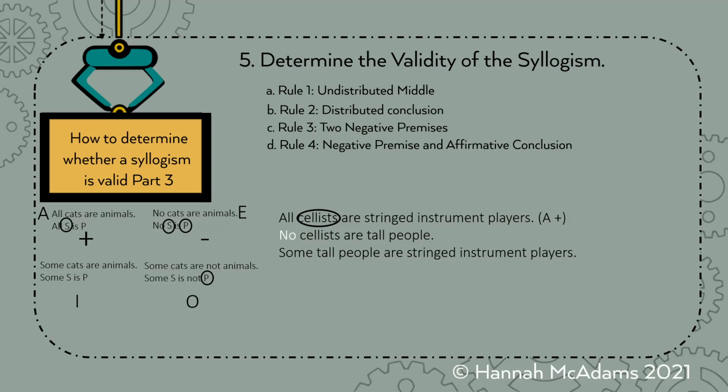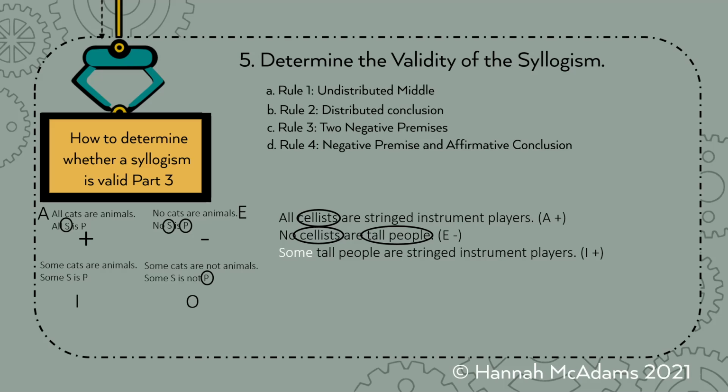So no is an E statement because it has the no in it, and both the subject and the predicate are distributed. Okay. And then some tall people are string instrument players. That's the I statement, right? So we don't have to do anything, but it is a positive statement because it doesn't have the word no or not in it.